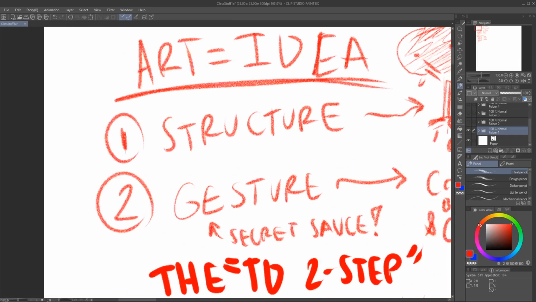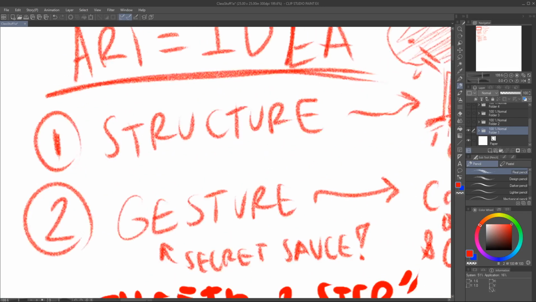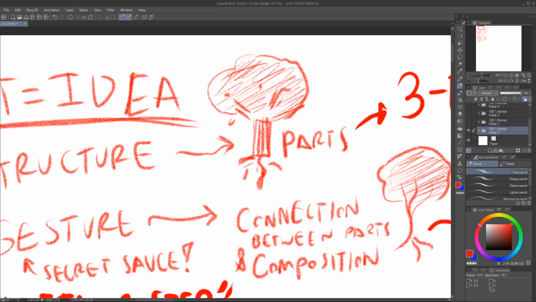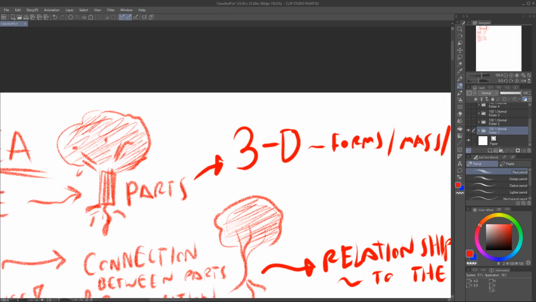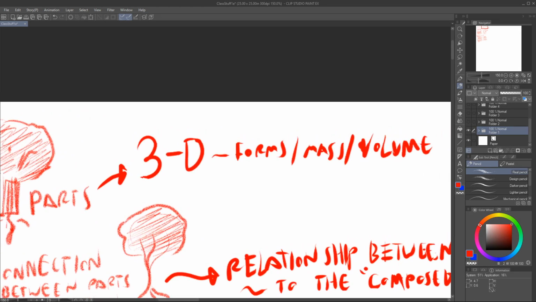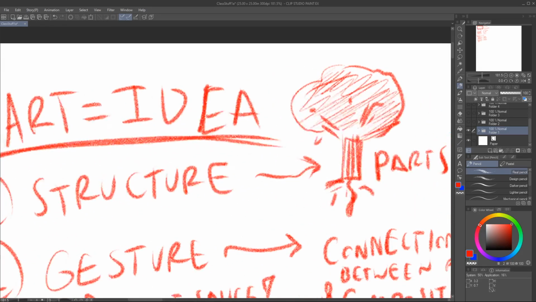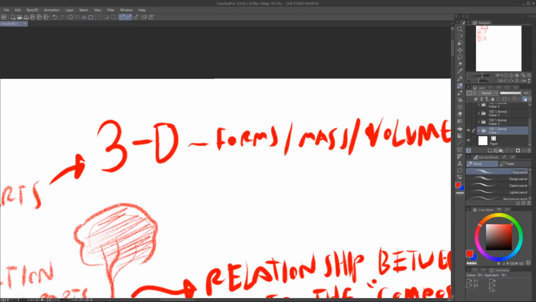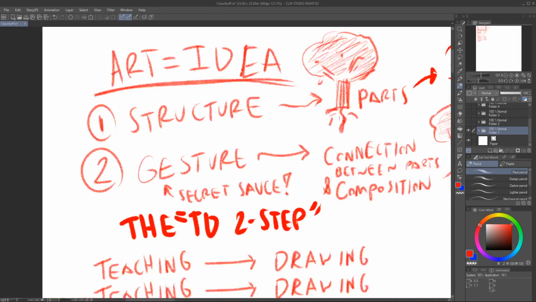So the two big things that we are going to focus on right now are structure and gesture. Structure is 3D forms and mass and volume. That would be like if you had a tree, the structure would be the trunk, the roots, the branches and the leaves and so on. It's the parts, basically. Structure is the parts.